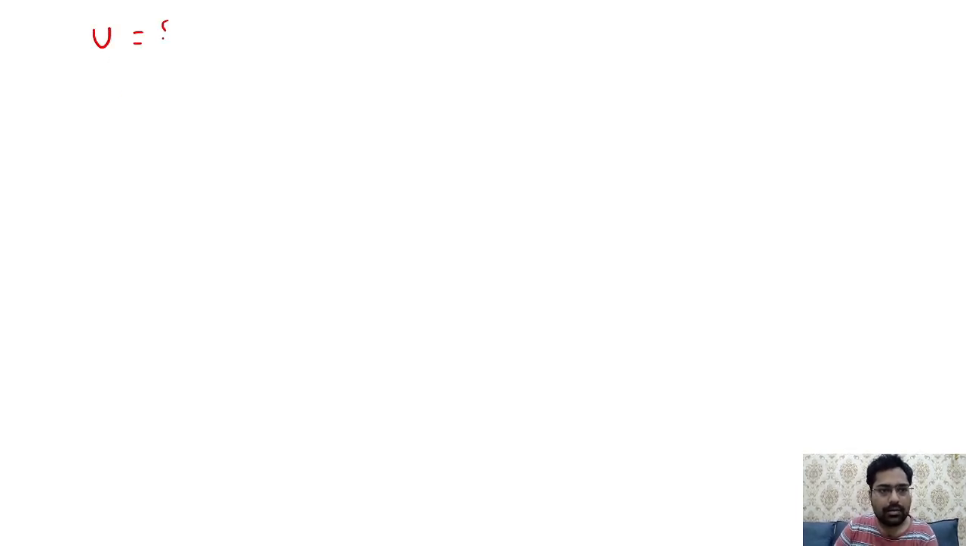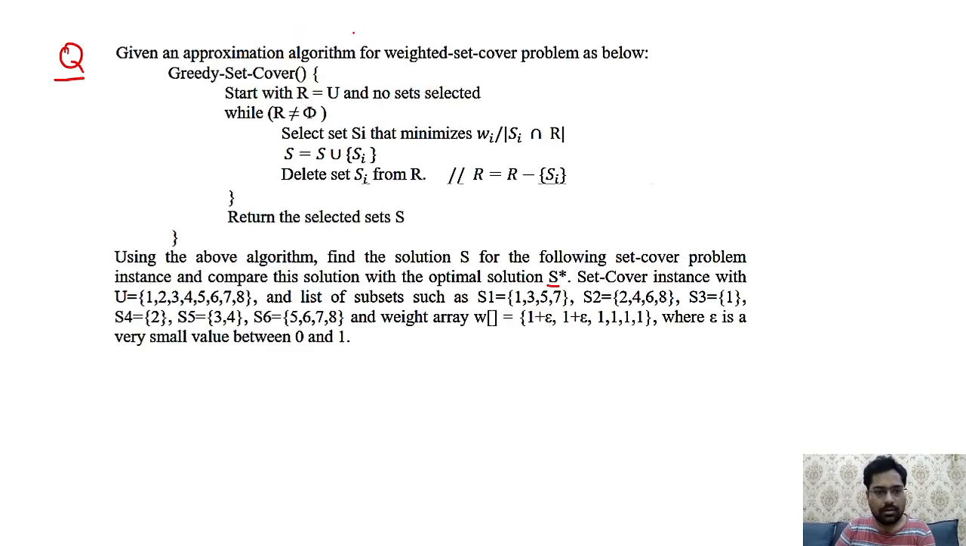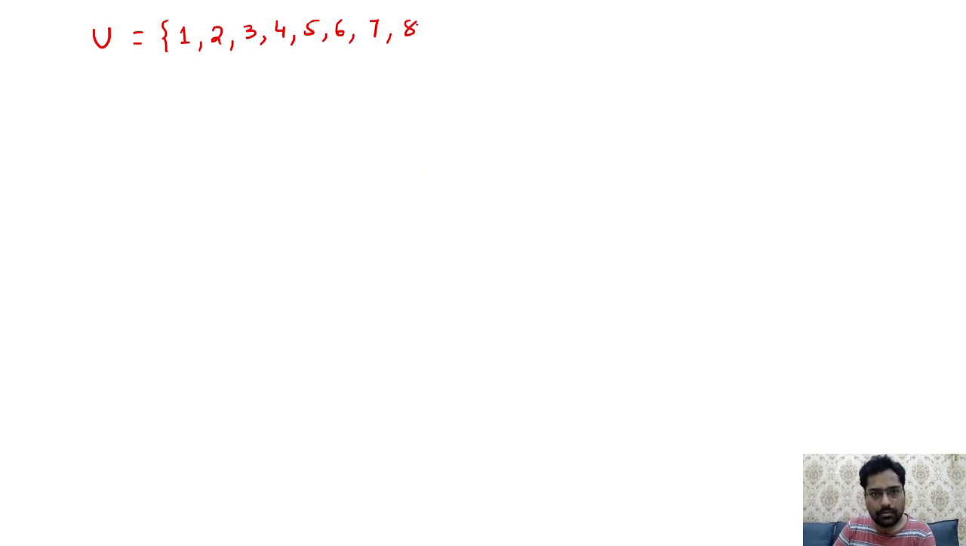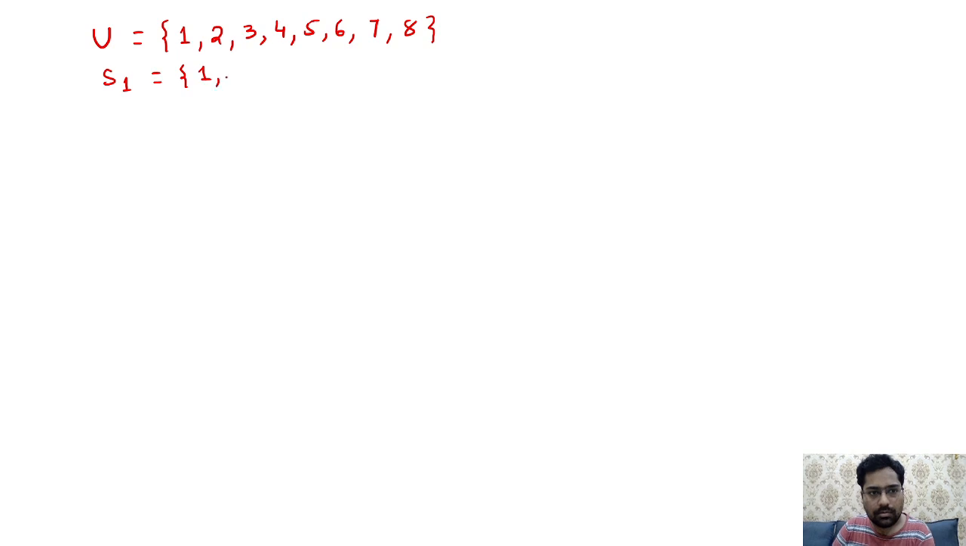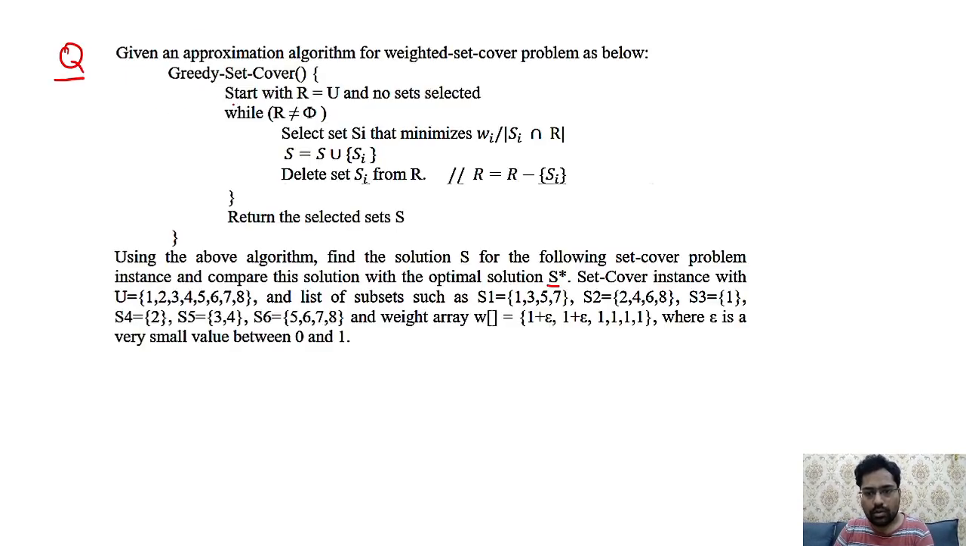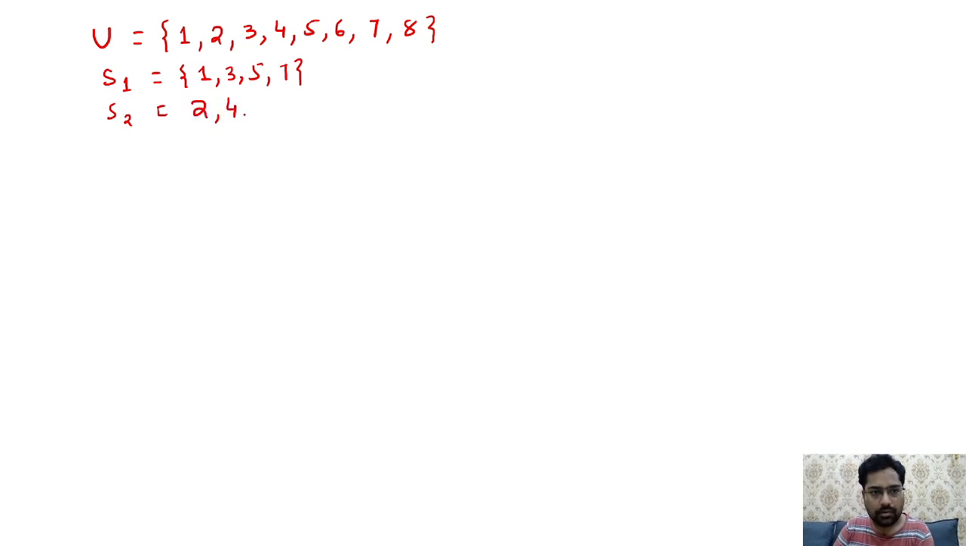First, you write all the elements 4, 5, 6, 7 and 8. Then you have sets which are S1, S2. S1 is 1, 3, 5, 7. S2 is 2, 4, 6, 8.